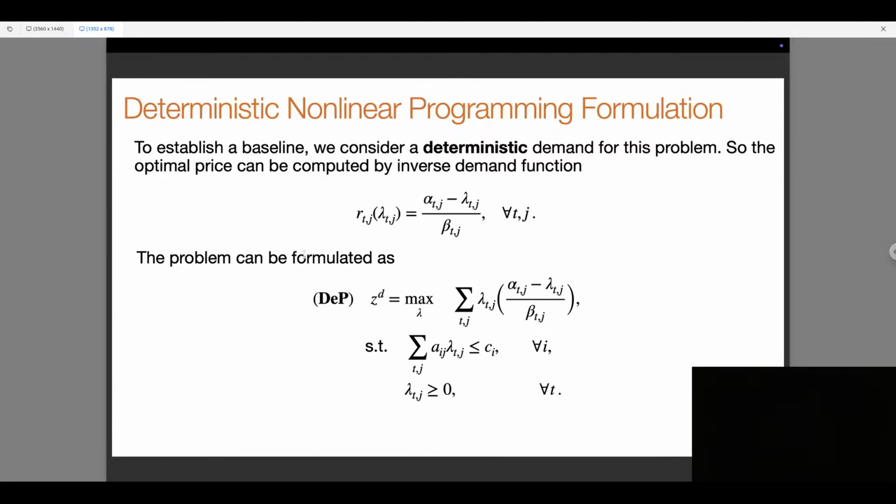And so the problem can now be formulated as trying to maximize the revenue from the demand of each client that will try to buy our product. We denote this formulation as DEP with the optimal value Z_D. And this formulation will be compared in the numerical results.